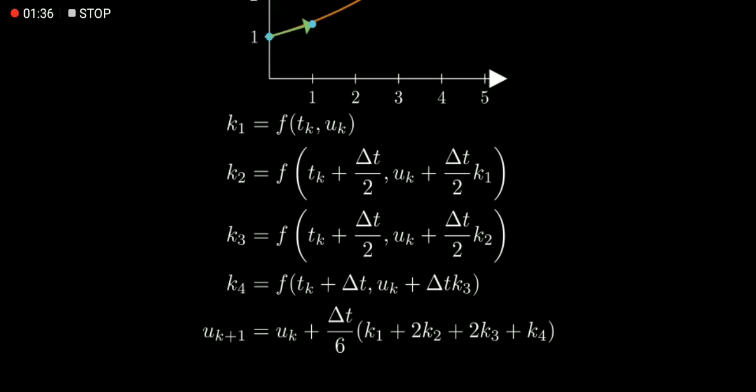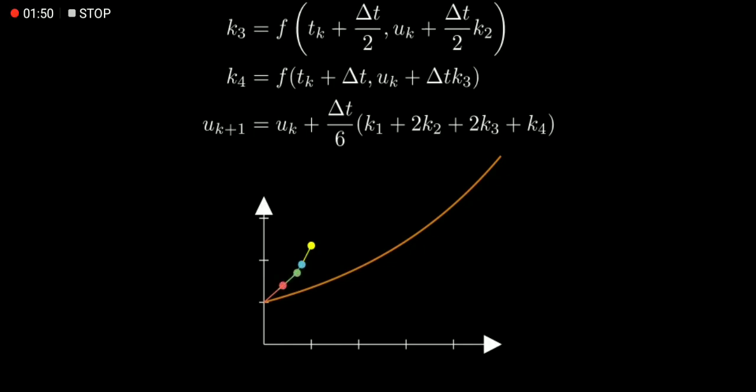A much better approach is the Runge-Kutta method of order 4. The RK4 step calculates 4 slopes, averages them in a weighted way, and produces an update formula that is much more accurate. Here's the formula. To picture what Runge-Kutta is doing, think of it as sampling the slope at different trial points between t sub k and t sub k plus 1, combining them to get a good prediction for the next point.